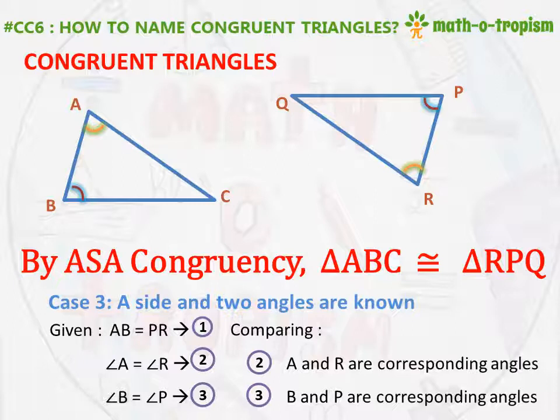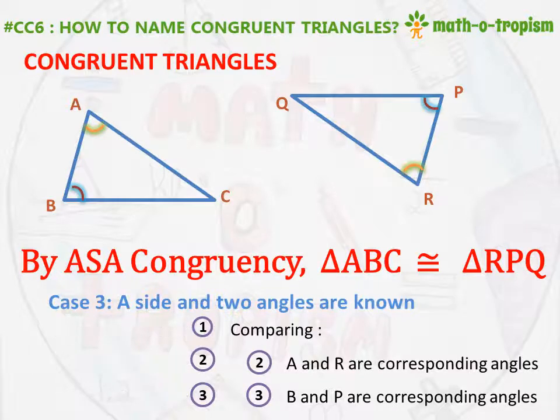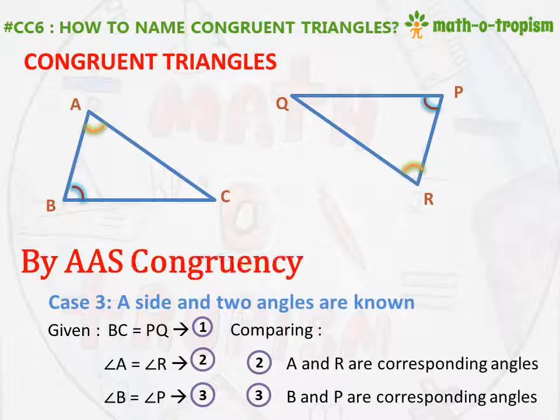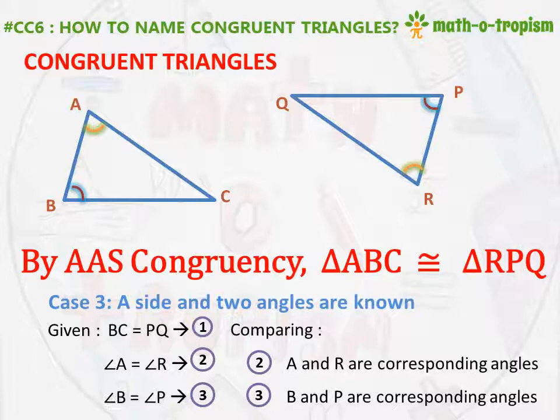Now in case the side was not the included side but some other side, like for example BC is equal to PQ, then again by comparing the angles, the same thing is going to come. A and R are corresponding angles, B and P are the corresponding vertices, and C will correspond to Q. But instead of writing ASA, we need to write it as AAS, because this side is not the included side. But still it will be a congruent triangle. So as a result, by AAS congruency, we have triangle ABC is congruent to triangle RPQ.